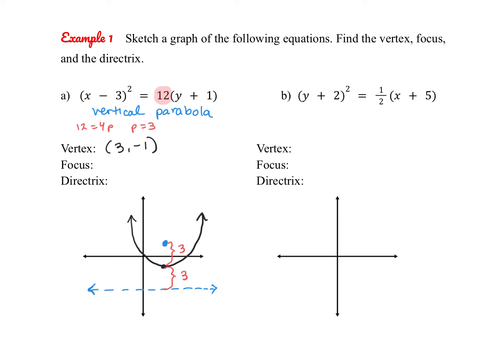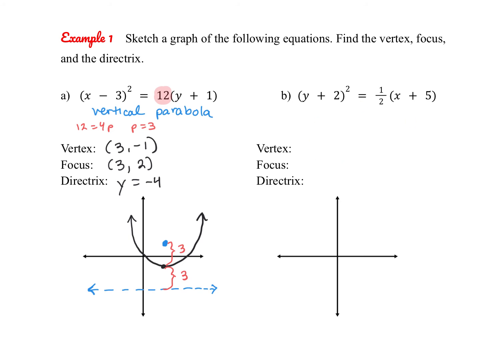So I know if my vertex is at (3, -1), I can go up 3 by adding 3 to my y value. So my focus will be at (3, 2). And then I can find my directrix by taking my y value and subtracting 3. So it's a horizontal line at y equals -4. And this is what the graph looks like. Again, it's a really rough sketch because we're using it more to kind of visualize where the focus will fall and what type of line the directrix is.